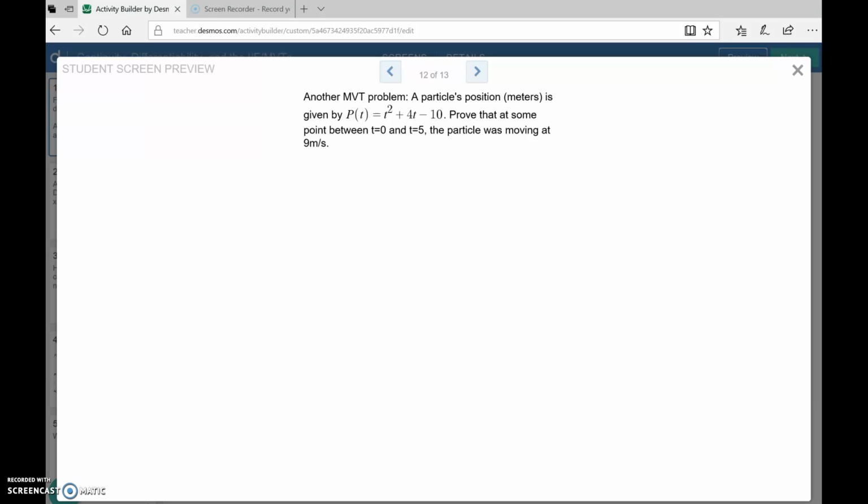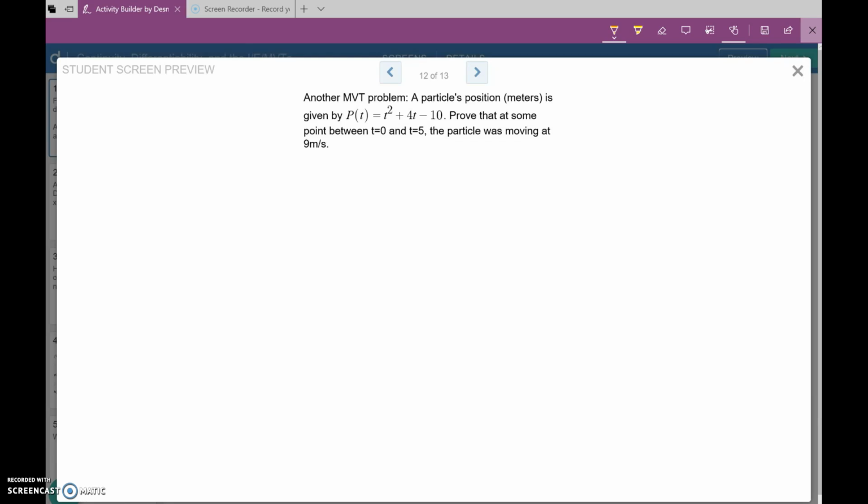Here's another example of a mean value theorem problem. A particle's position in meters is given by P of t equals t squared plus 4t minus 10. Prove that at some point between t equals 0 and t equals 5, the particle was moving at 9 meters per second. What I want you to do is find P of 0.